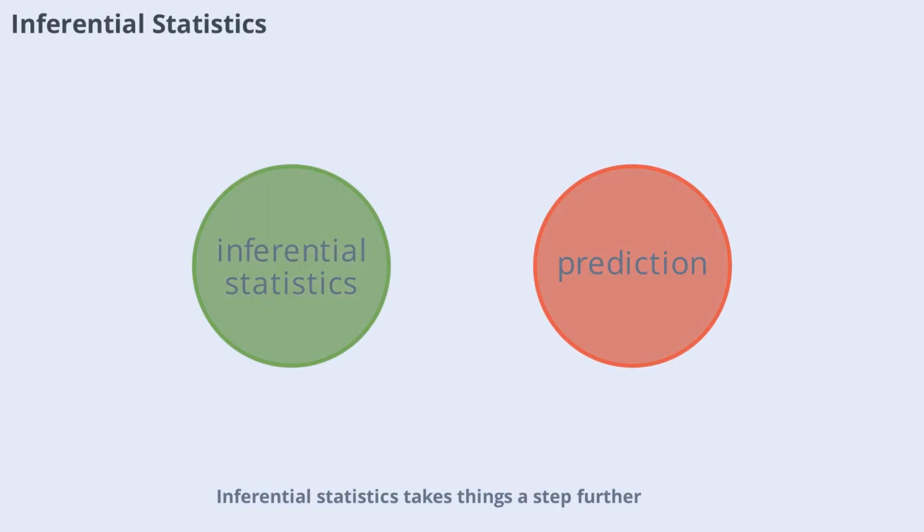Inferential statistics takes things a step further. Instead of just describing data, it allows us to make predictions and generalizations about a larger population based on a sample. Techniques like hypothesis testing, confidence intervals, and regression analysis are key tools. In data science, inferential statistics helps us draw meaningful conclusions and make data-driven decisions, even when we can't measure everything directly.